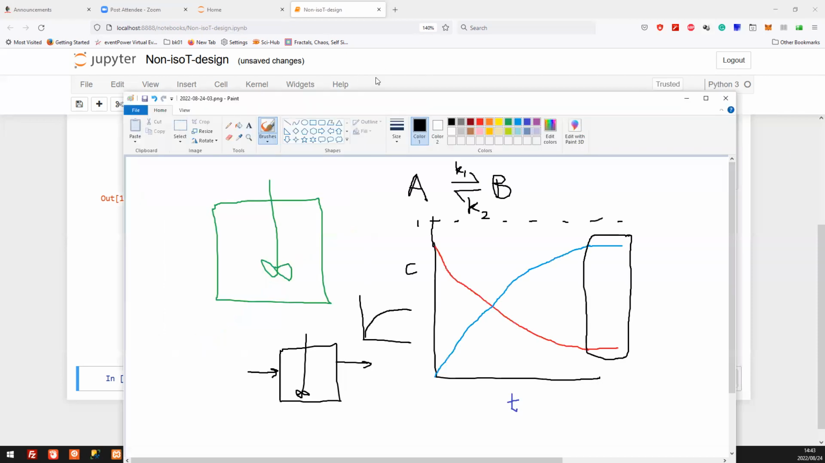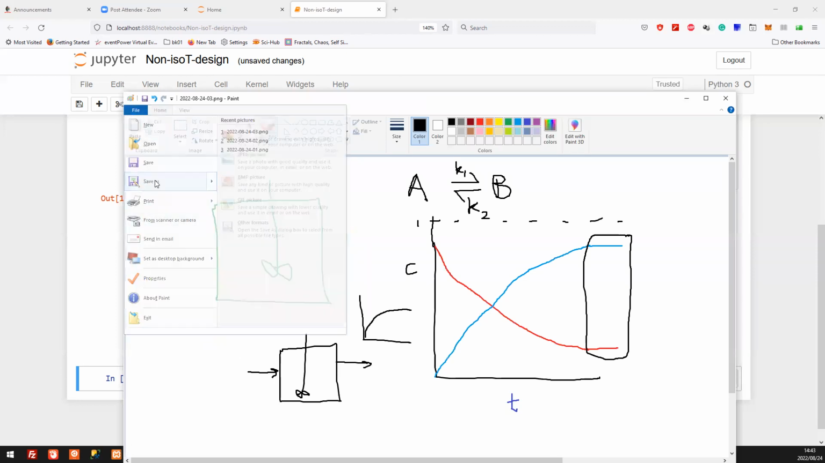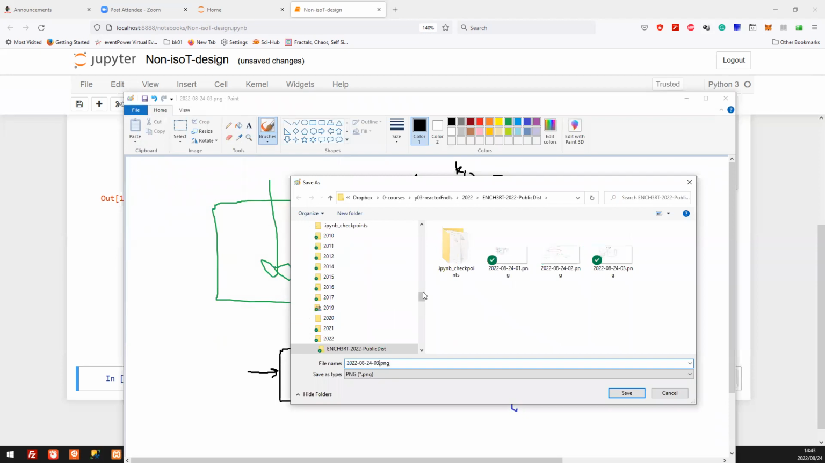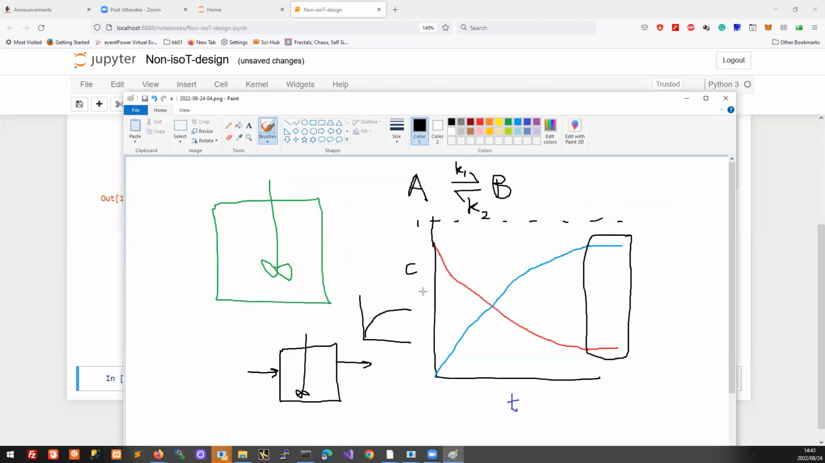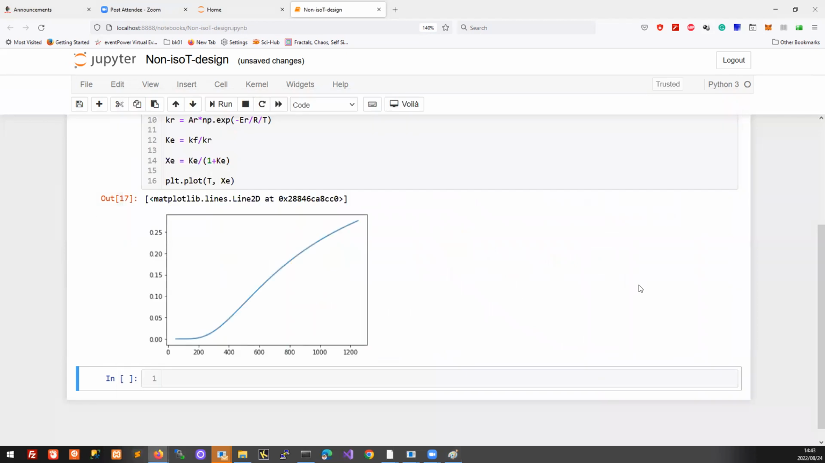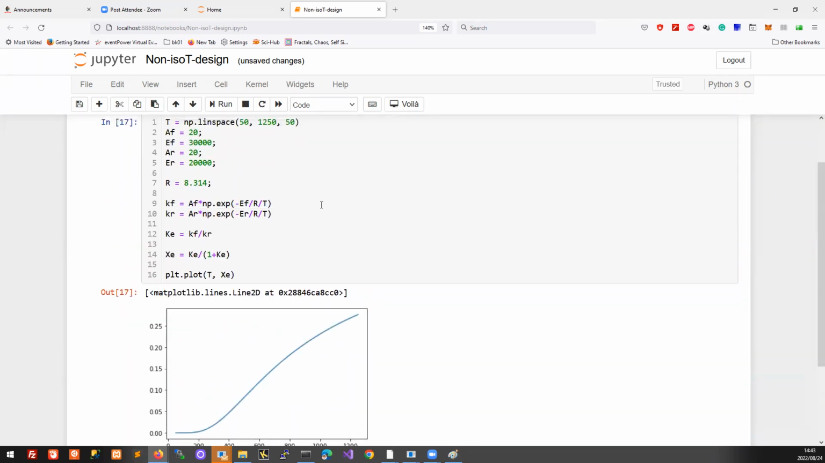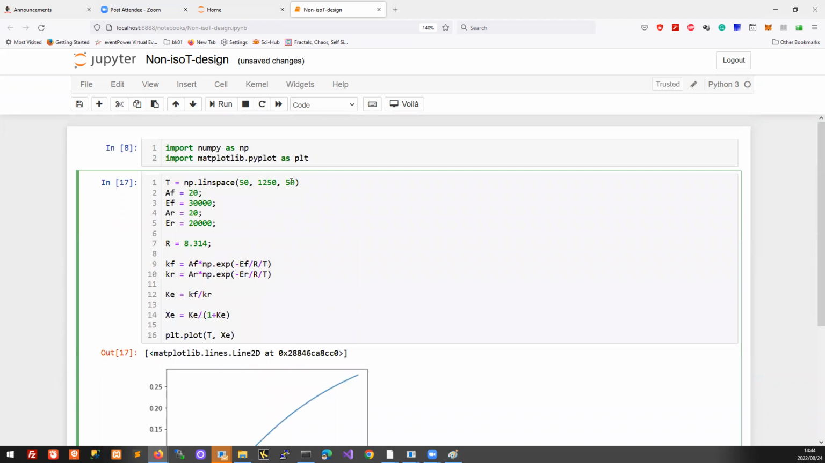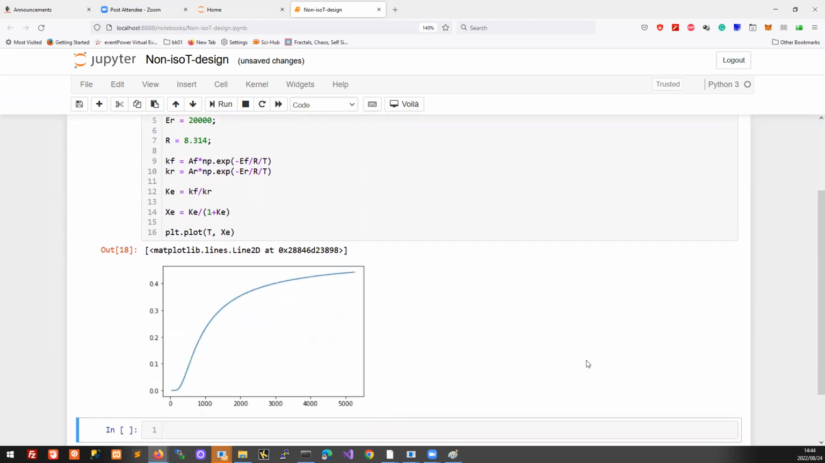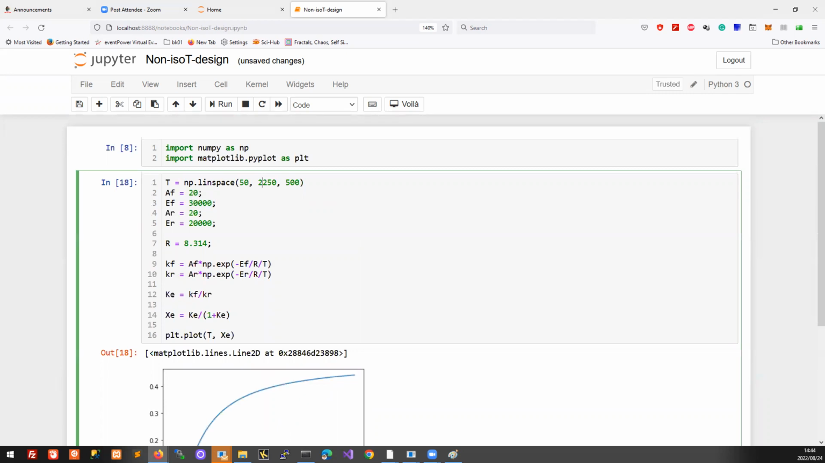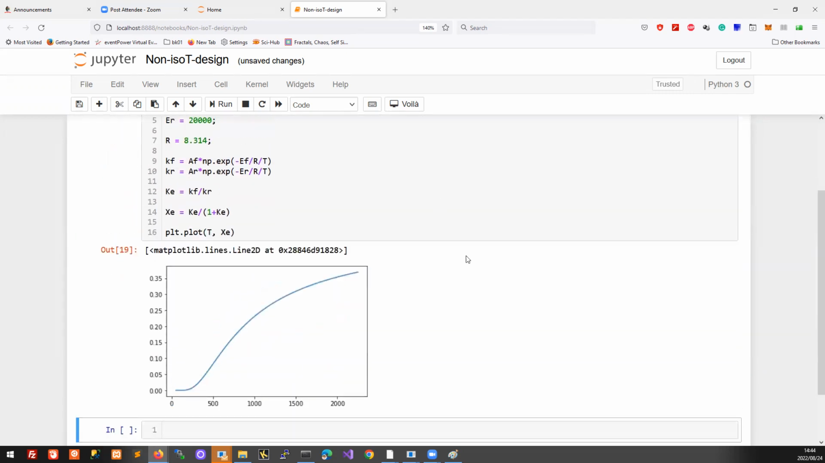Where's my little scratch pad? So save that. So I'm just going to copy this picture. It's not a great one. Maybe let's up the resolution and try that. Too much. Okay, let's just use that.